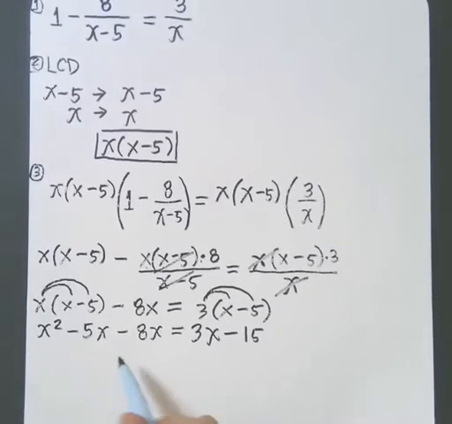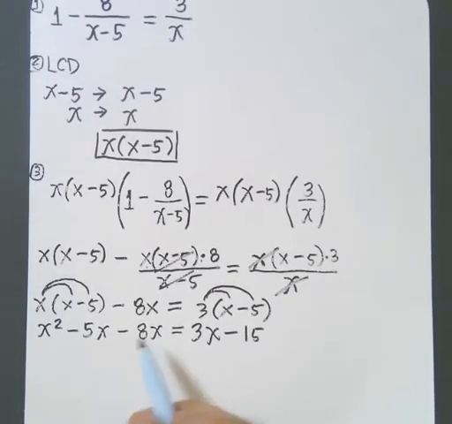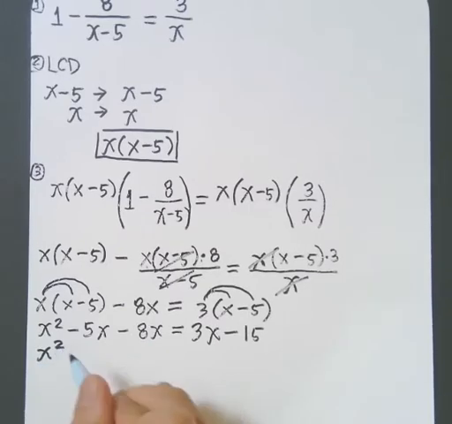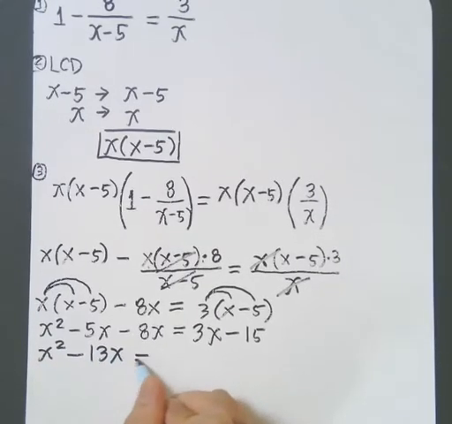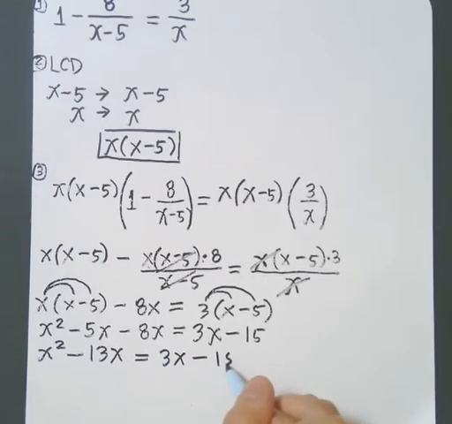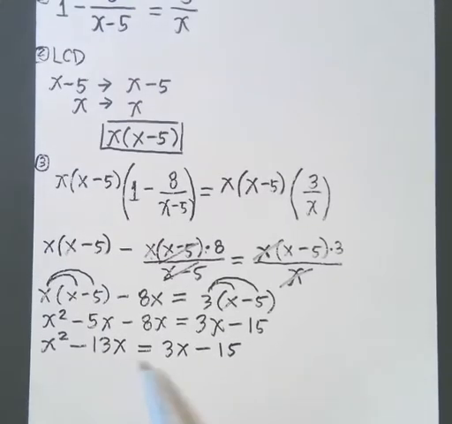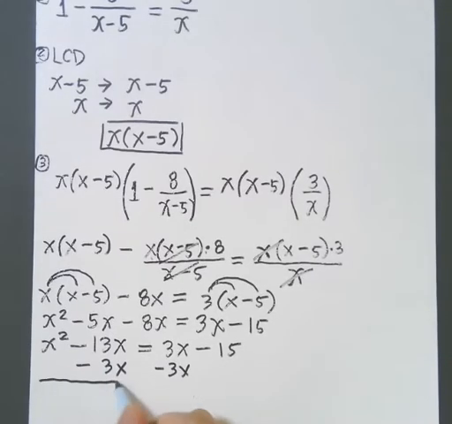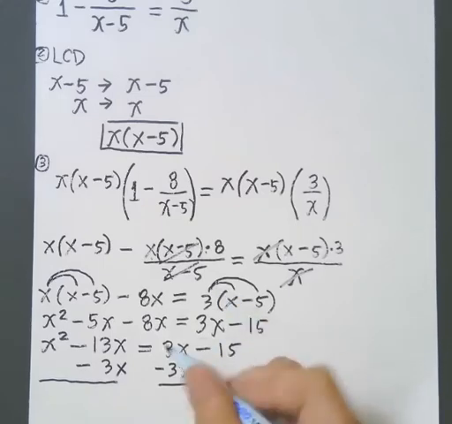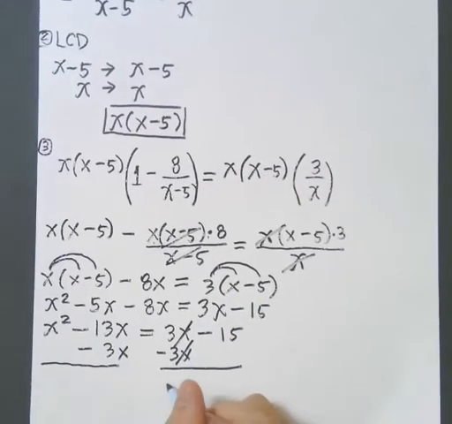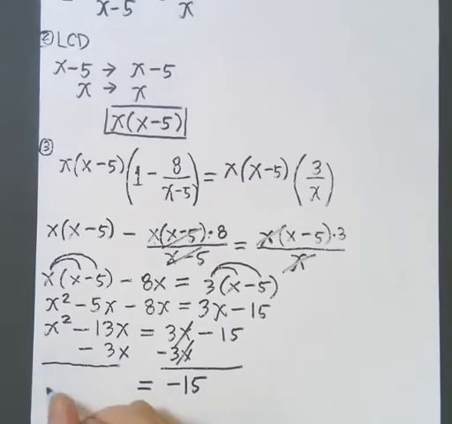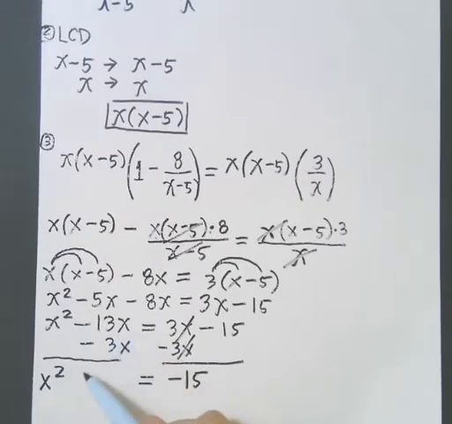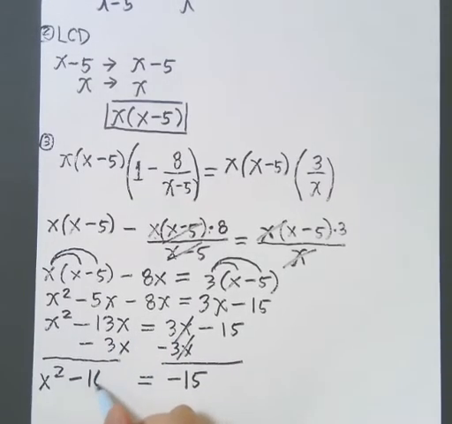We simplify it further. These two are common terms, so we combine them. Negative 5x minus 8x is negative 13x. We write x squared minus 13x is equal to 3x minus 15. Negative 13x and 3x are also common terms, so we combine them by subtracting 3x to both sides of our equation. 3x minus 3x here will be equal to 0, so let's cancel that out. We have negative 15 equals, bring down x squared. Negative 13x minus 3x is negative 16x.